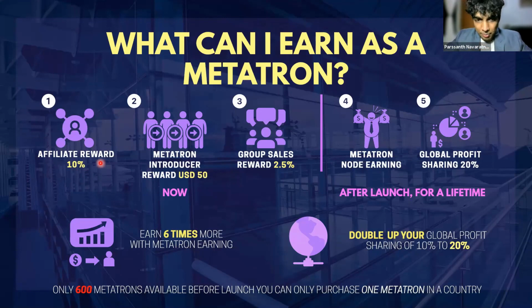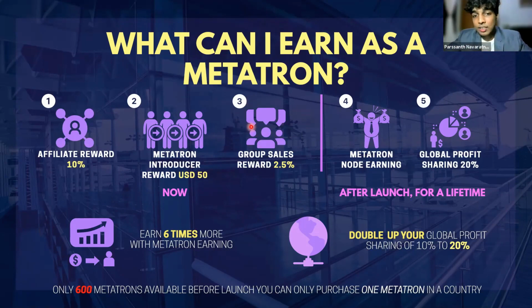Affiliate reward 10%. Metatron introduces a reward of $50. Now, this is where things get very interesting. 2.5% group sales reward. So every time somebody that, let's just say you introduce a Ramatron, and this particular Ramatron has a huge network, and he introduced 1,000 Ramatrons. So you'll be getting 2.5% out of 1,000 Ramatrons.